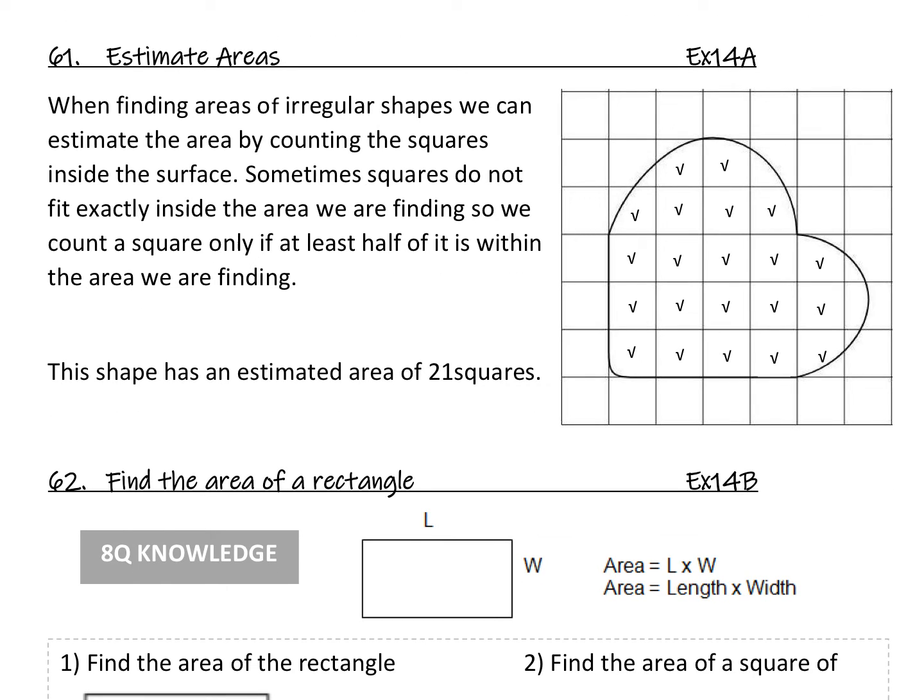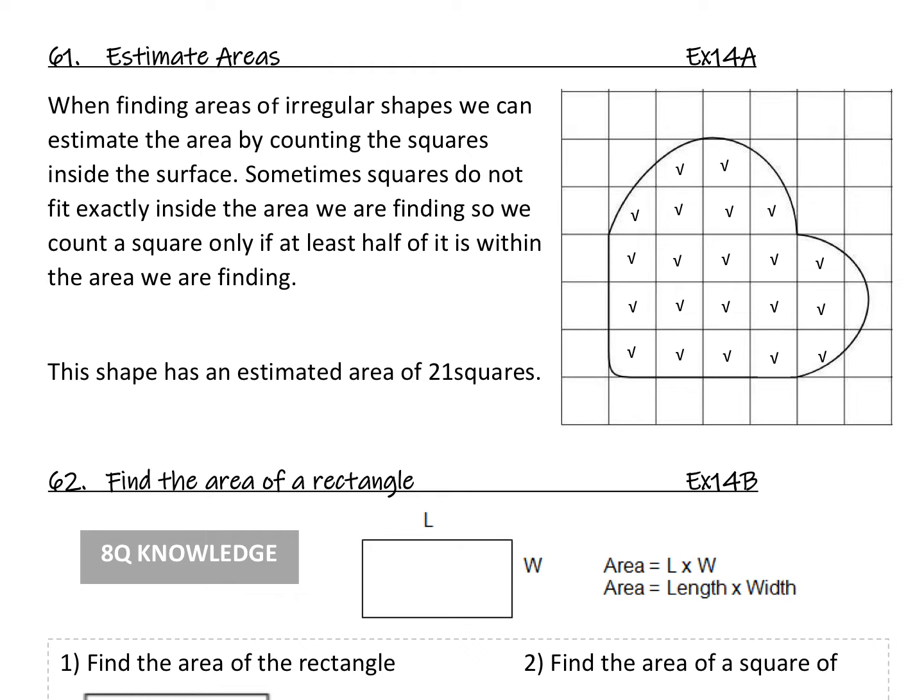Estimate areas. When finding areas of irregular shapes, we can estimate the area by counting the squares inside the surface. Sometimes squares do not fit exactly inside the area we are finding, so we count a square only if at least half of it is within the area we are finding. This shape has an estimated area of 21 squares.